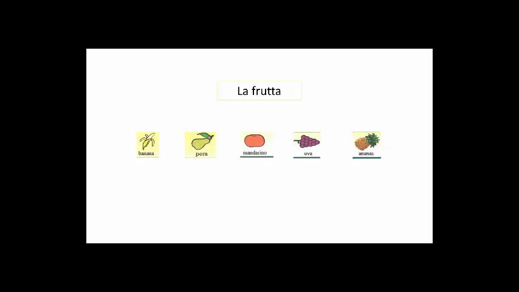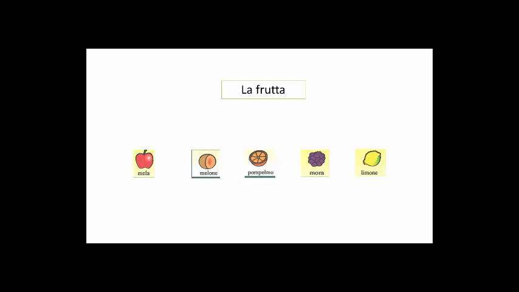P-E-R-A si pronuncia pera. Mandarino, uva, ananas. Come si dice apple in italiano?